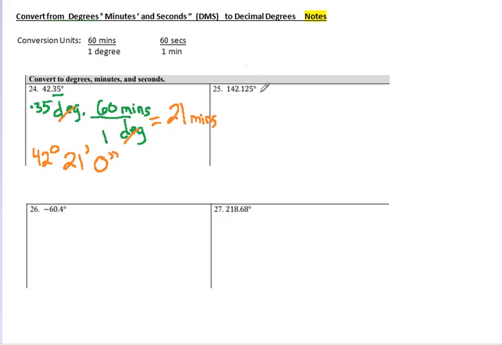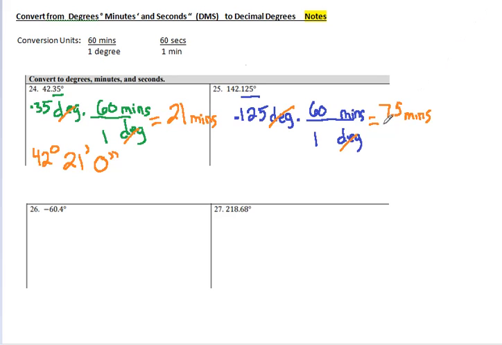Okay, so the next one, we're going to leave the whole units alone and just convert the decimal. I have 0.125. I'm going out of degrees and into minutes. Fill in what you know. I know that 60 minutes makes 1 degree. Degrees cancel degrees. You do your math there, and what you end up with is 7.5 minutes.